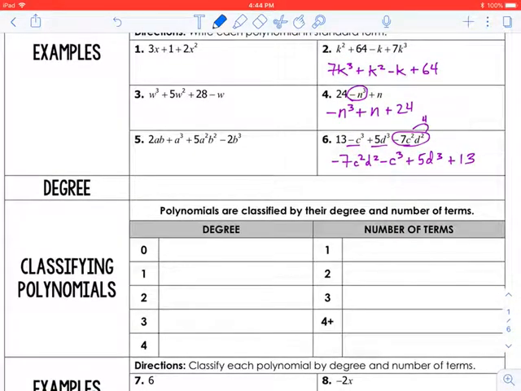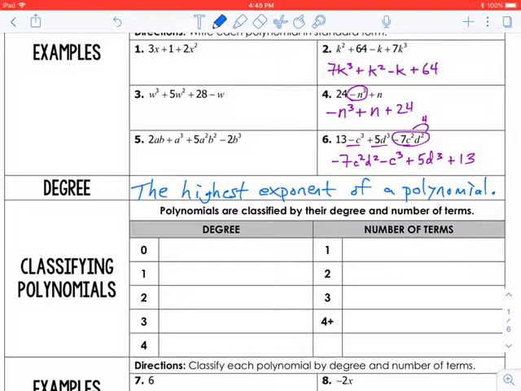So the degree is the highest exponent of a polynomial. Okay?